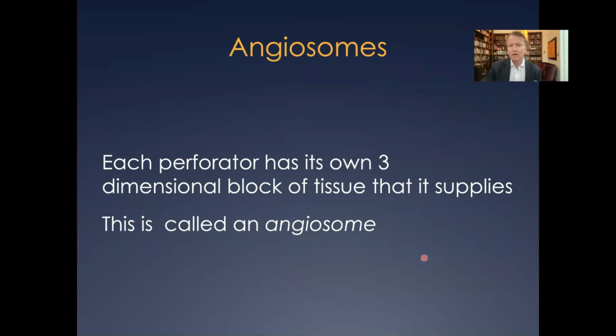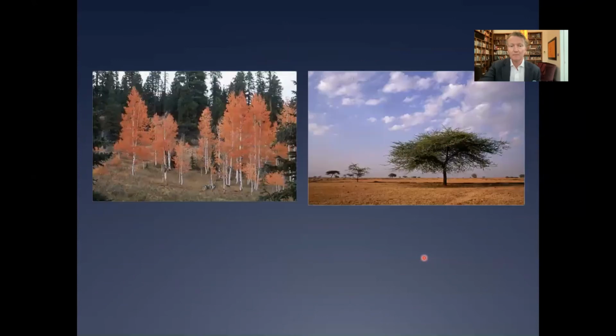So, as we said before, each perforator has its own three-dimensional block of tissue that it supplies, and Ian Taylor called this an angiosome. It's important to realize that this block of tissue can be composed of anything. It can be composed of fat, skin, bone, muscle, nerve, whatever that particular artery and vein is supplying. And we said before that there are two types of angiosomes. There are those angiosomes or perforators which are closely bunched together, and there are angiosomes which are widely spaced apart.